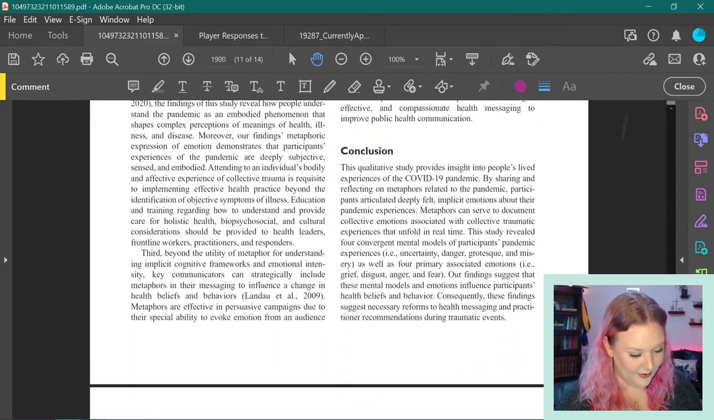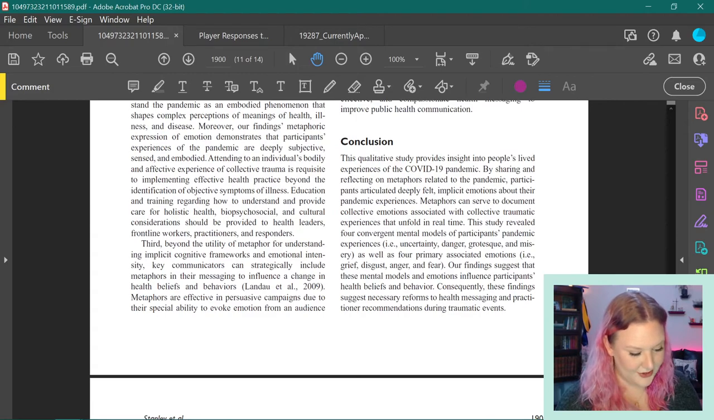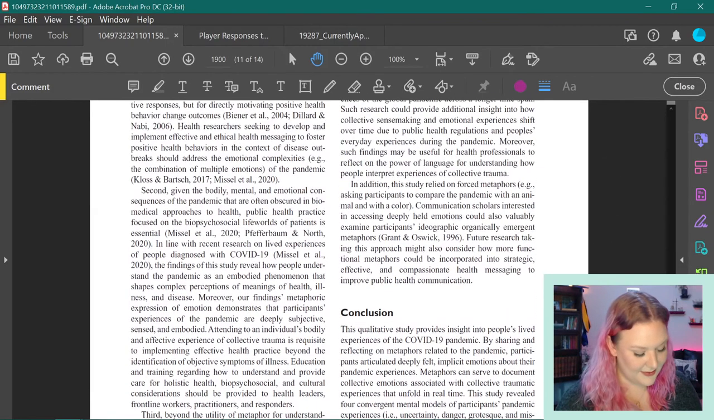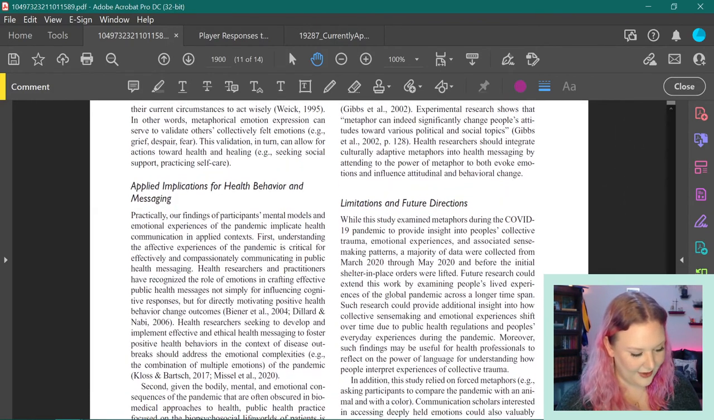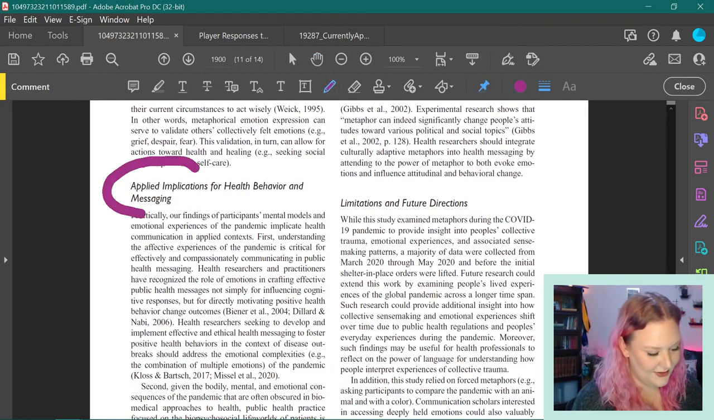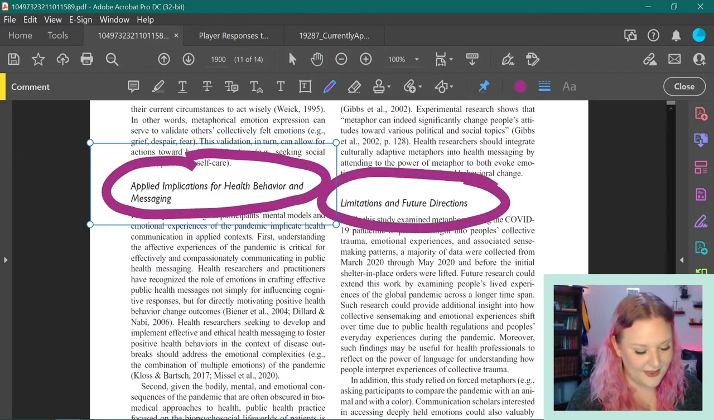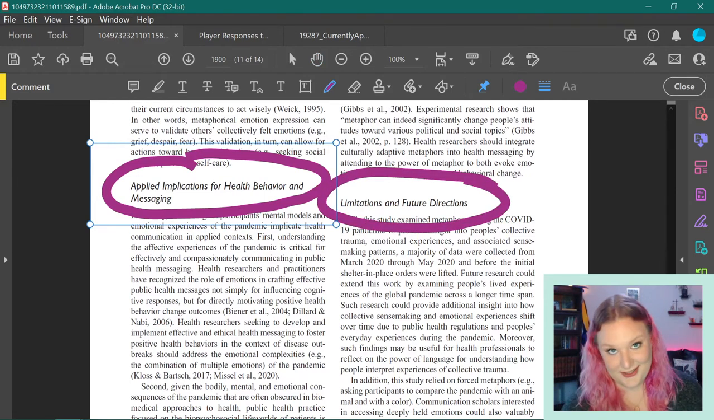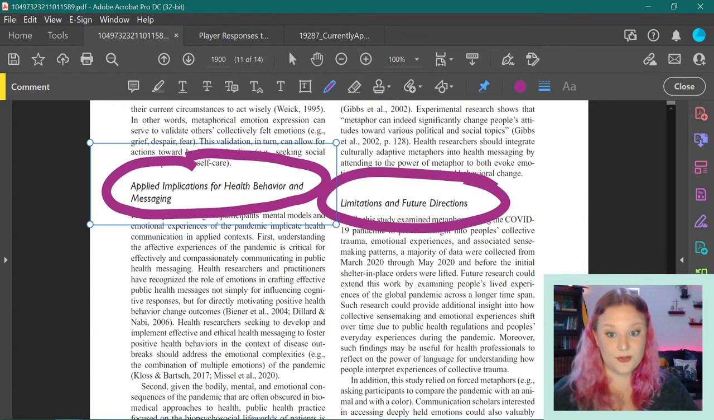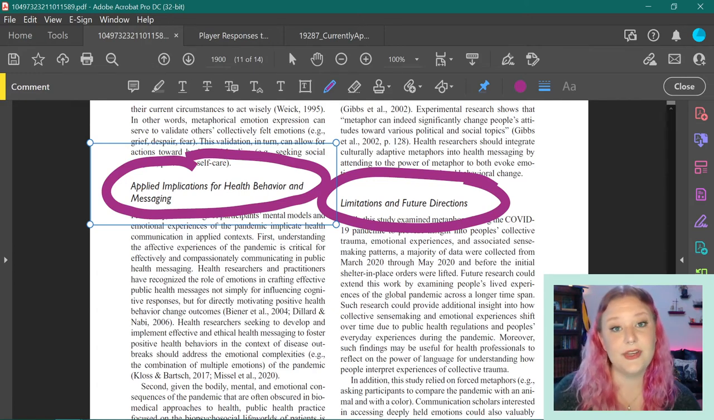We go through all that discussion section, and then we get to the conclusion. Let's see if they have, here's our implications. So here's why it matters. And then right after that, like I mentioned, limitations, and a lot of times you'll have future directions. So here's what this research is not able to say. We're not quite able to conclude this stuff, but future research should look into XYZ.